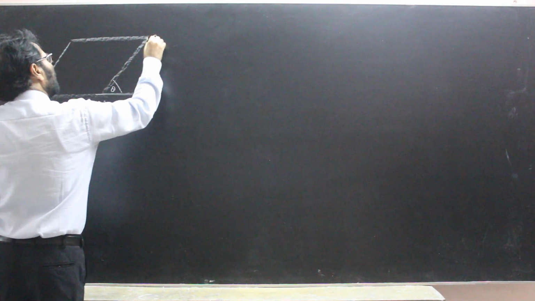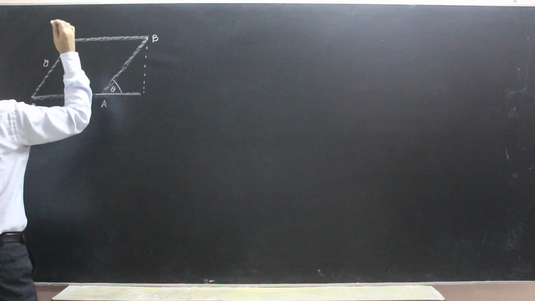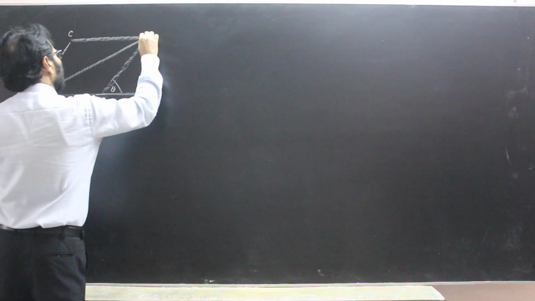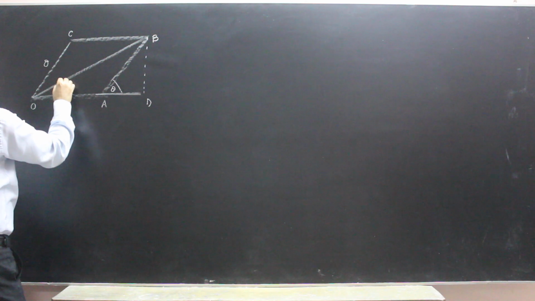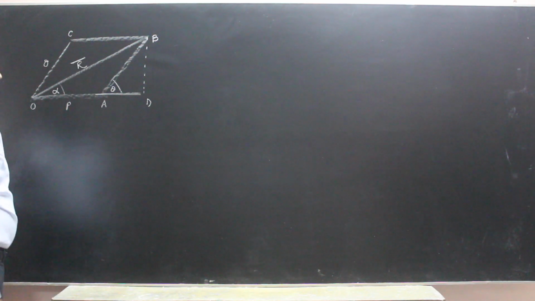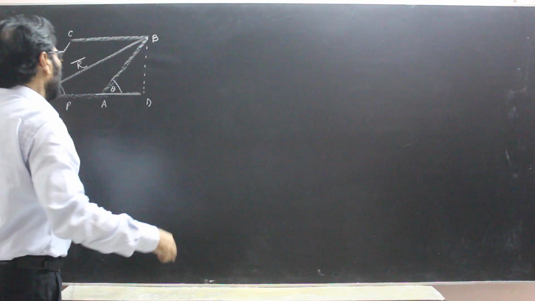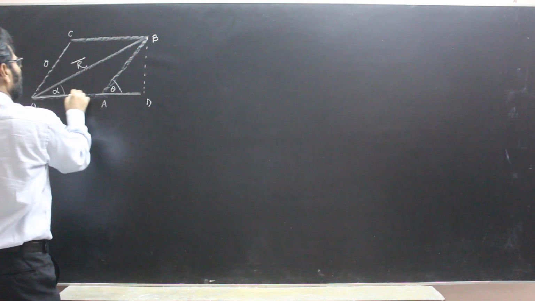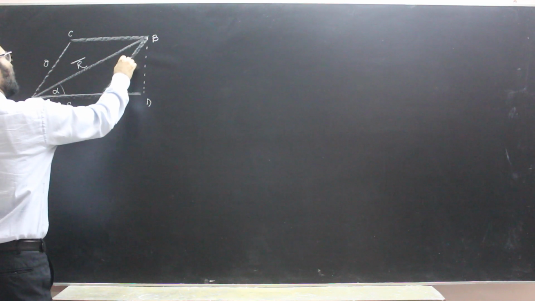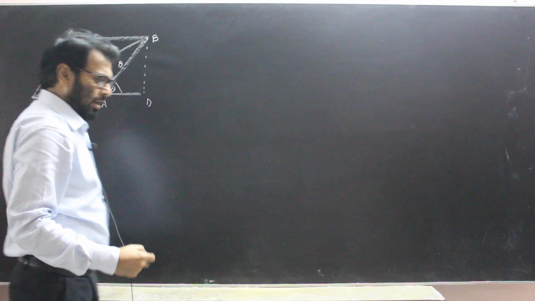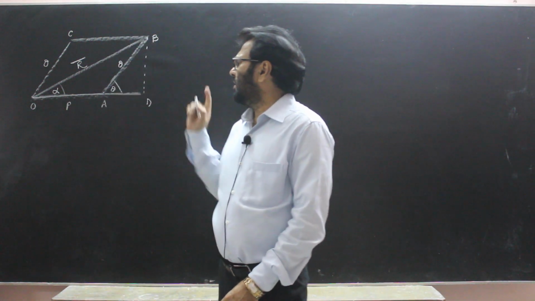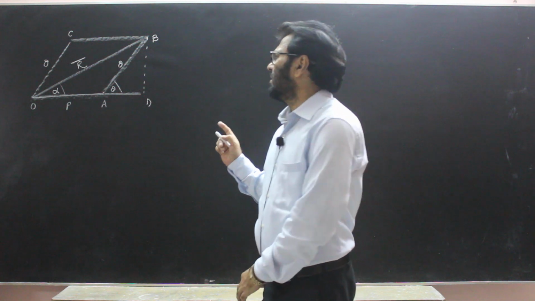R will be the resultant of the two vectors. This is R. It is represented by the diagonal of the parallelogram. If two vectors P and Q are represented by the adjacent sides of a parallelogram, then the diagonal of the parallelogram will represent the resultant of the two vectors.